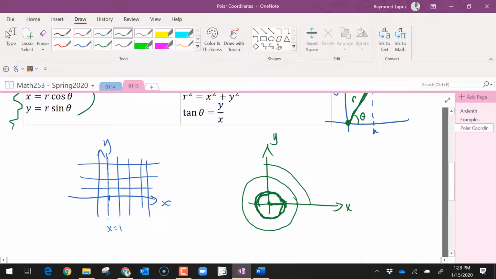r is equal to 2, r is equal to 3, etc. So I'll have radial distances away from the origin that would make circles. Now let's think about an angle. What if I say my angle is pi over 4? That's just a line, right? A line. And what if my angle is pi over 3, pi over 6? What if my angle is whatever my angle was?